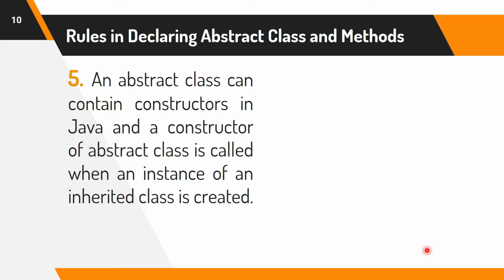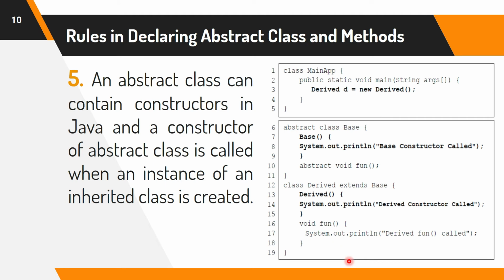An abstract class can contain constructors in Java, and a constructor of an abstract class is called when an instance of an inherited class is created. So, pwede ring mag-create ng constructor sa ating abstract class. So, in this example, abstract class Base, and we have the constructor here, which displays the base constructor code, and then an abstract method fun.